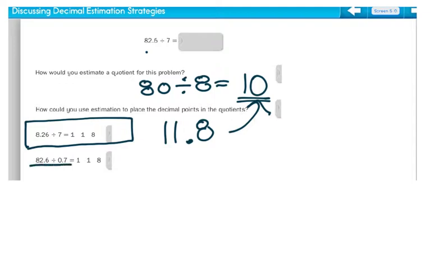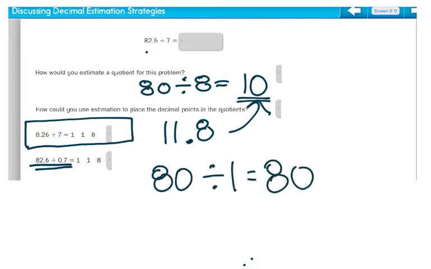Now, what if I take that same 82 and 6/10, but I'm going to divide it by 7/10? So let's take 80 divided by 1. 80 divided into one group would be 80. Where would I put the decimal point so my answer is closest to 80? I would put it at the end.